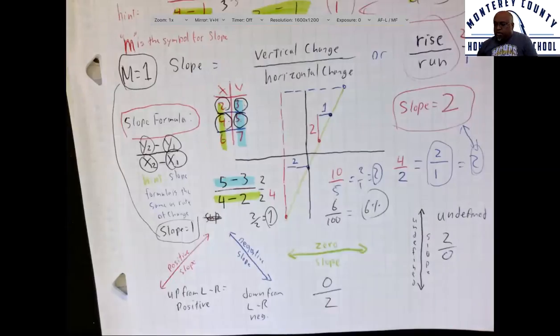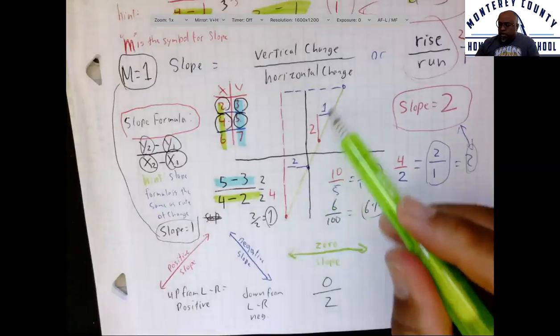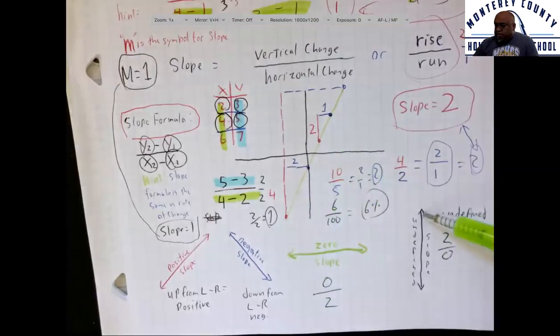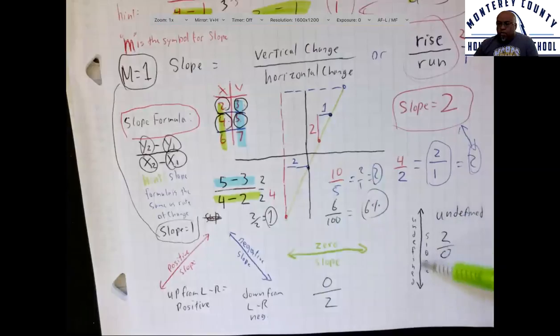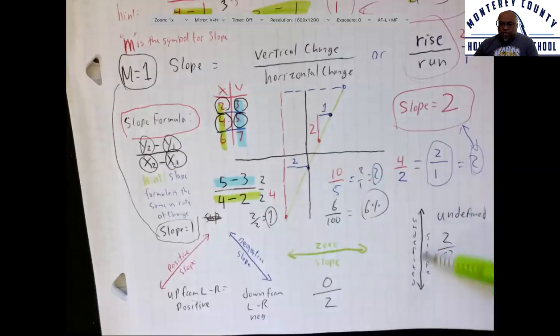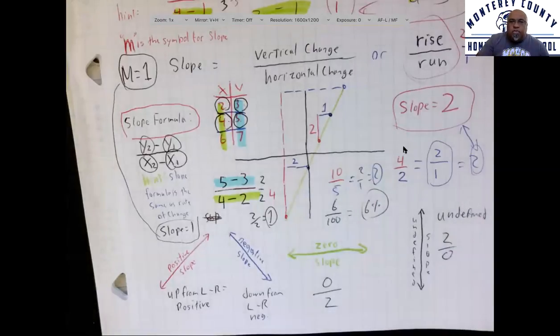The other thing is using the example of a mountain. You know, you're driving up a 6% grade or slope. If you have an undefined slope, then it would be just like falling off the edge of a cliff. I mean, there's nothing. It's just straight down. Okay. Hope that makes it clear.